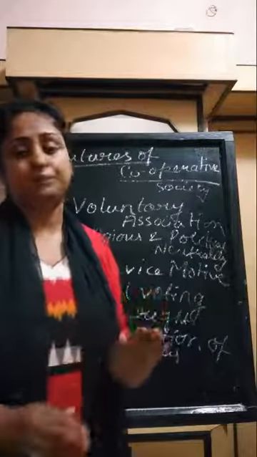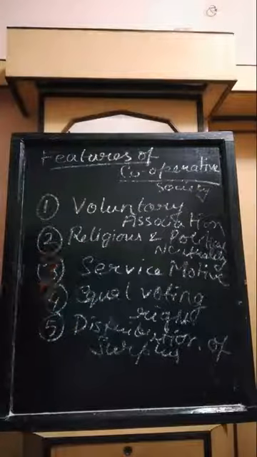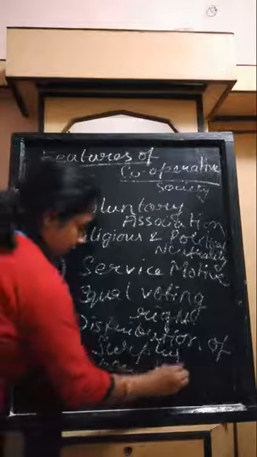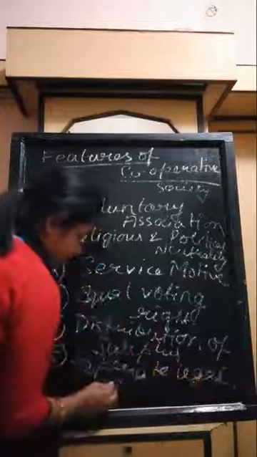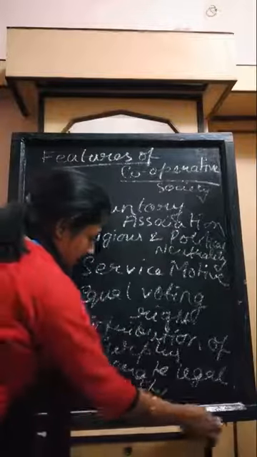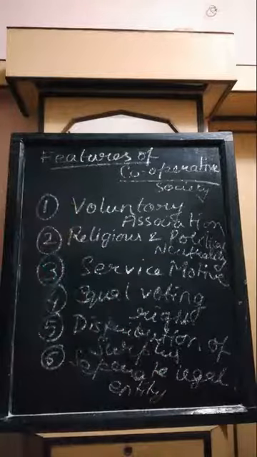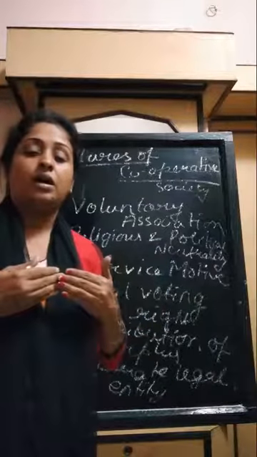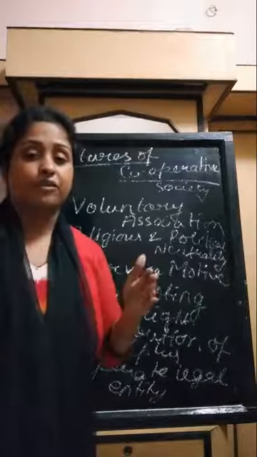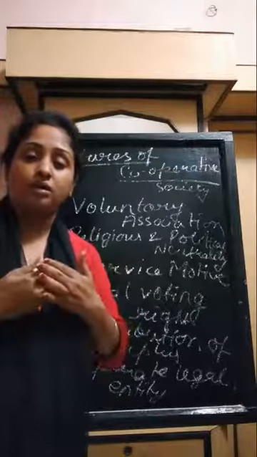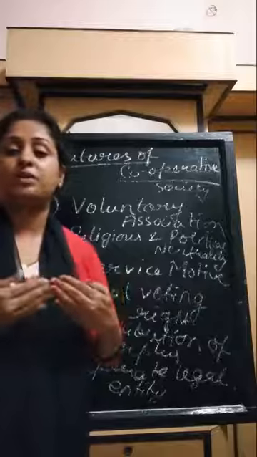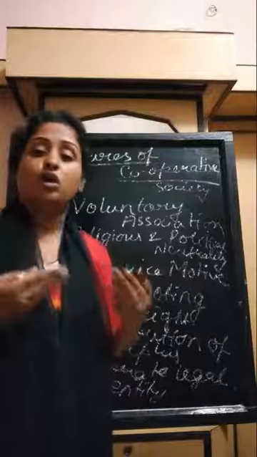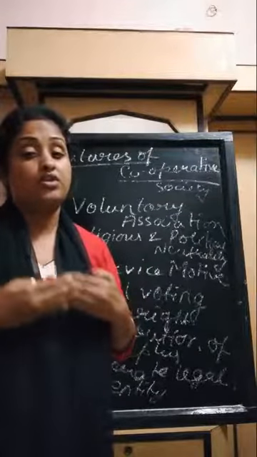Now coming to the next point, that is separate legal entity. In the last few forms of business unit, that is partnership and sole proprietorship, the business and the owner were not different, were not distinctive. They were treated as one body. The business was not separate from its owners. Whether you talk about partnership or sole proprietorship, the owner was not separate from the business. They were treated as one.